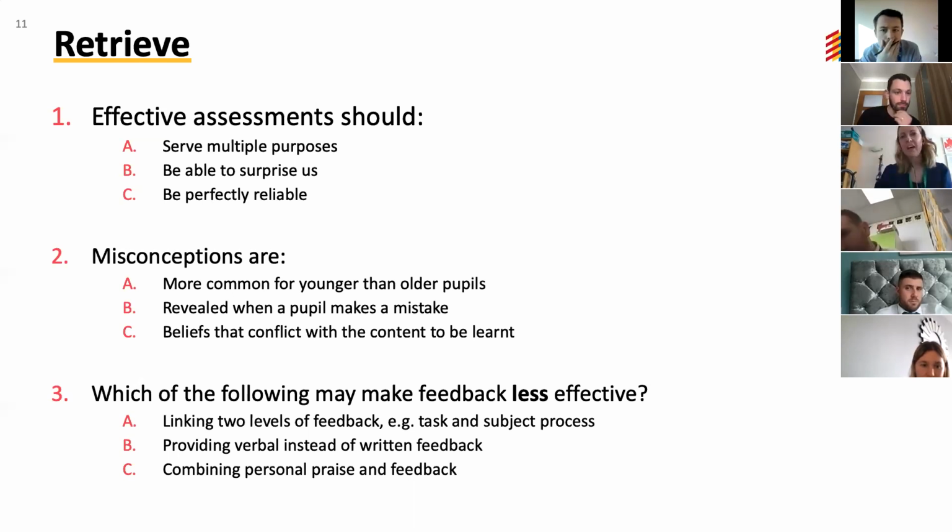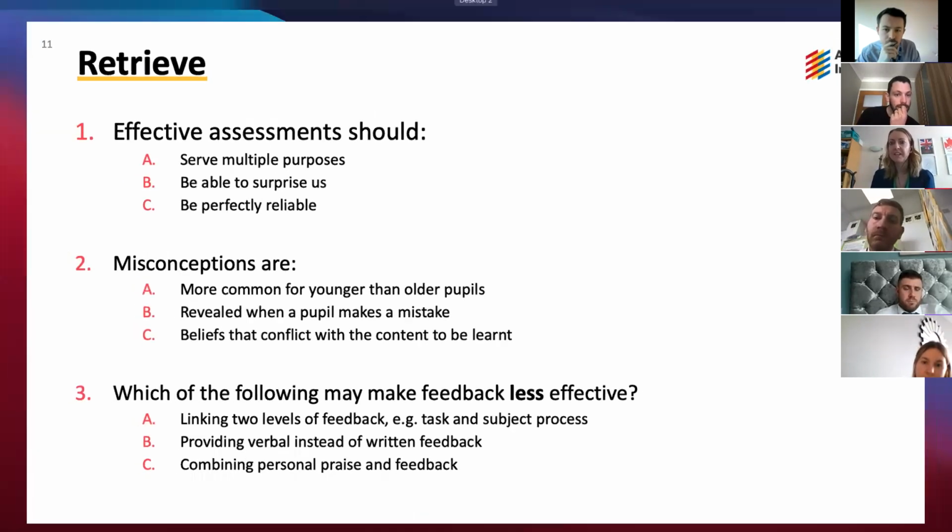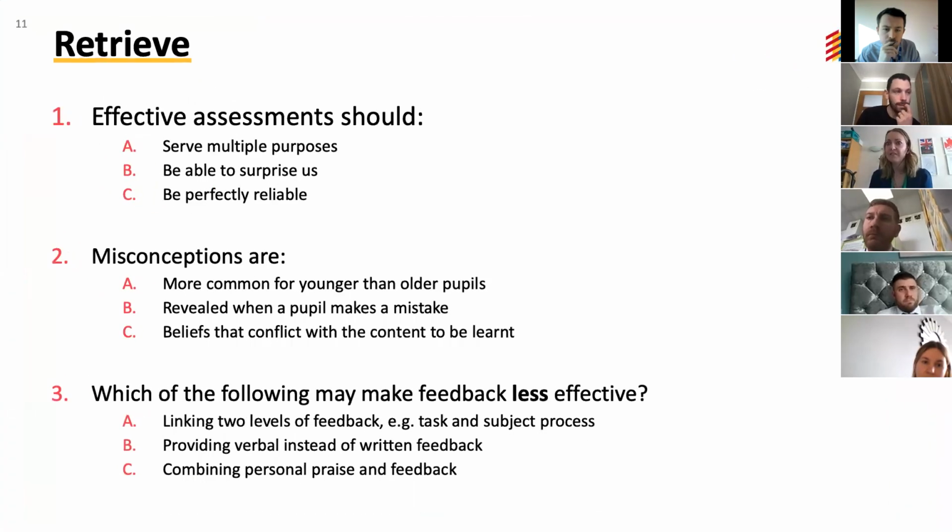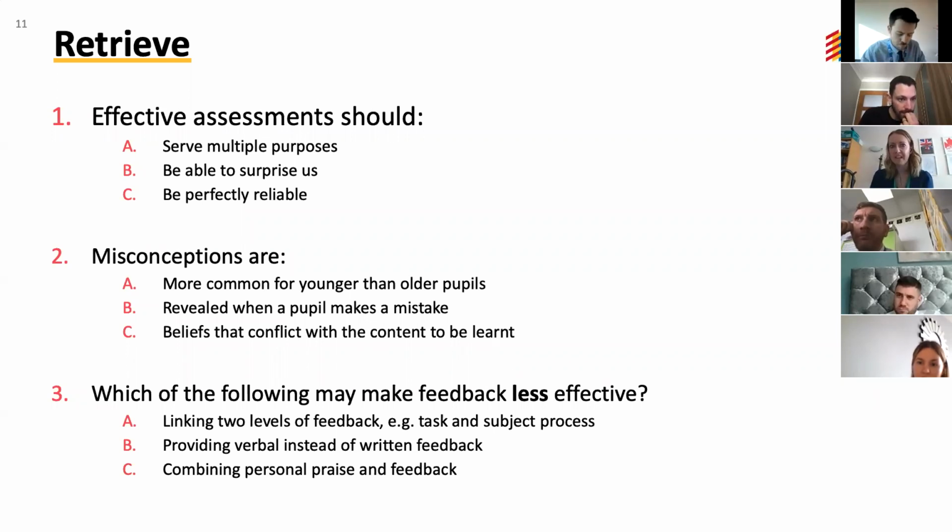So the question is, which of the following may make feedback less effective? And actually the correct answer is C. So feedback directed at a personal level is likely to reduce performance. So if it's provided alongside other feedback, it's likely to be distracting. Okay, so it's not A, because linking 2 levels of feedback is likely to be effective, as it helps pupils to apply feedback to the current task and to future tasks.